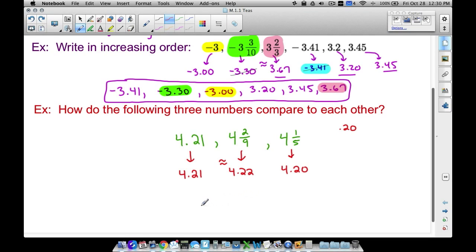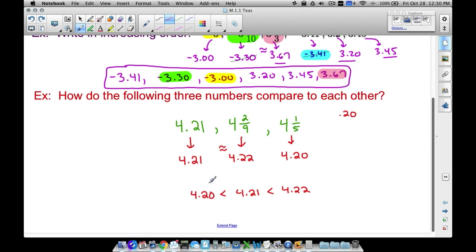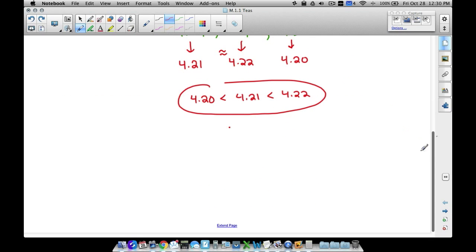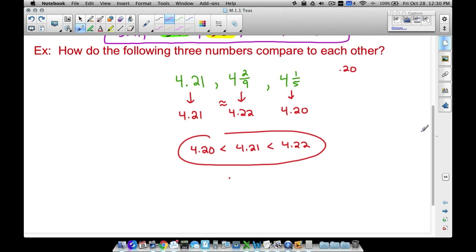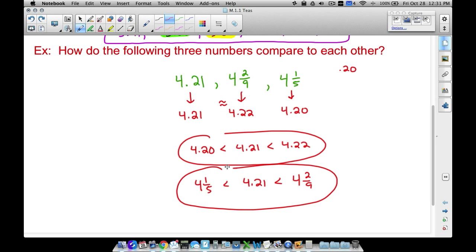Now, how do these things compare to each other? You may see something like this. We can say $4.20 is less than, that's how you write it, $4.21. Yeah, $4.20 is less than $4.21, and that is less than $4.22. But again, relating this back to the original forms that we were given, I'm just going to mention it here. I know I highlighted them up here, but 4 1/5 is less than 4.21. Well, I can leave that alone because that's how it was originally given to me. And then that's going to be less than 4 2/9. So 4 2/9 is actually the biggest number we have up here.